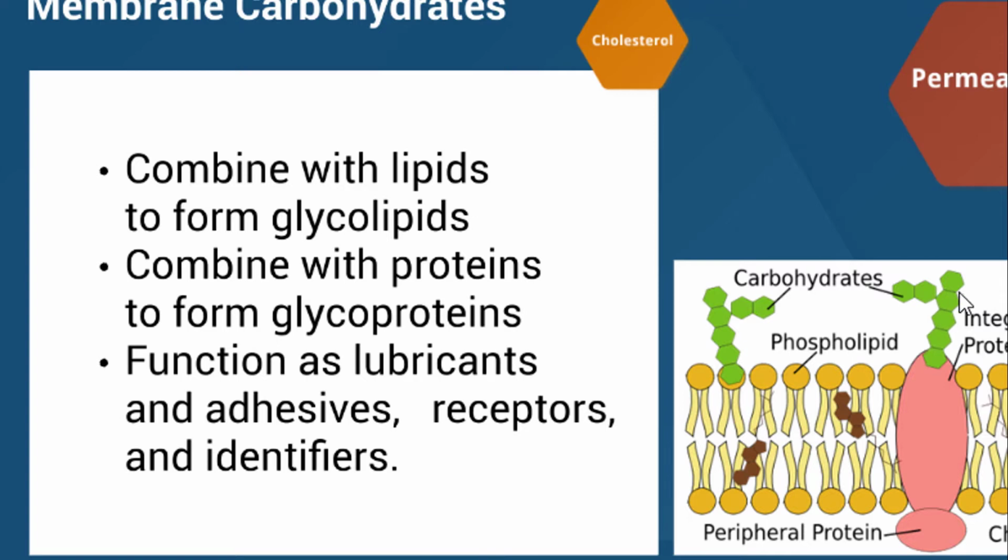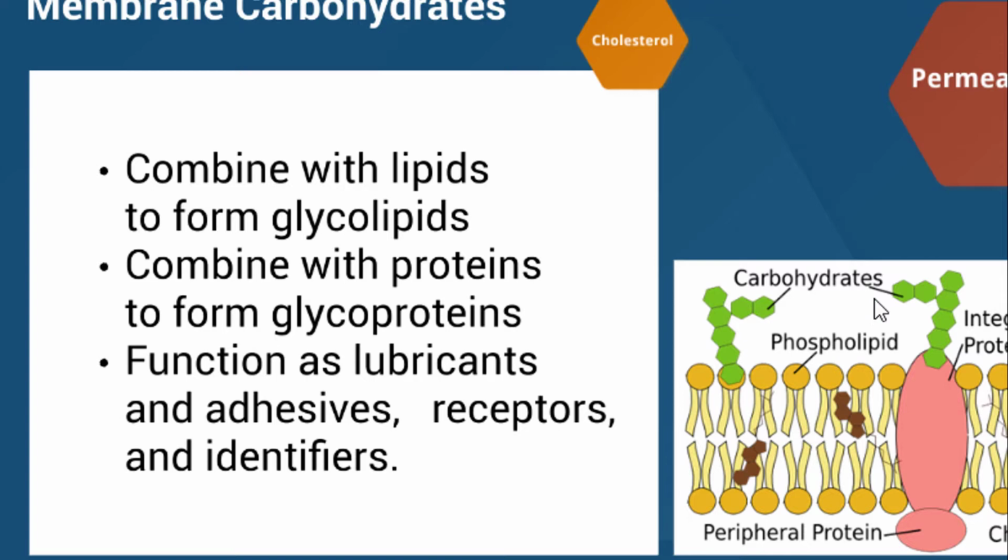Carbohydrates, you see here, are the third major component of the plasma membrane, along with phospholipids and proteins. They are always found on the exterior surface of cells and are bound either to proteins or to lipids.